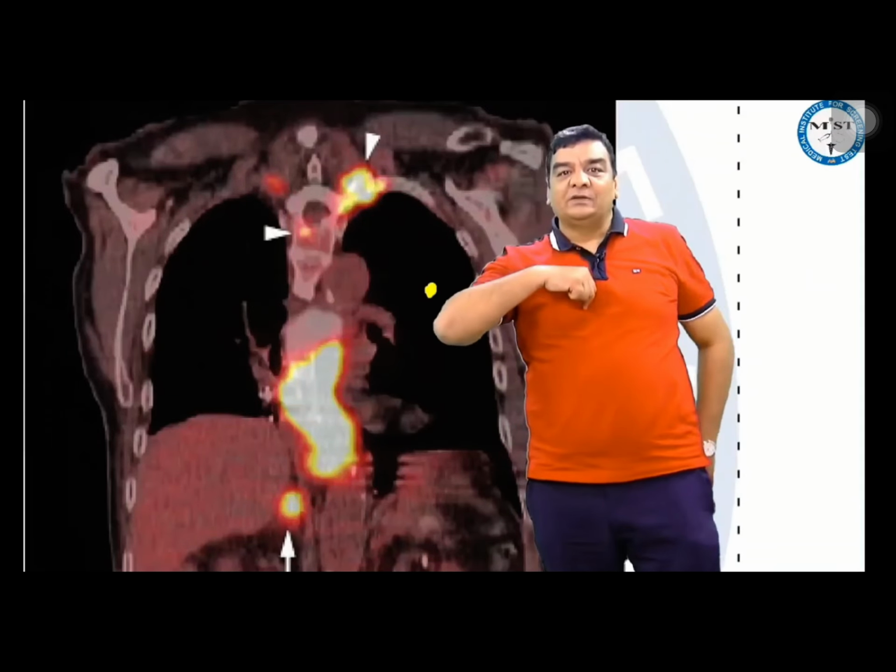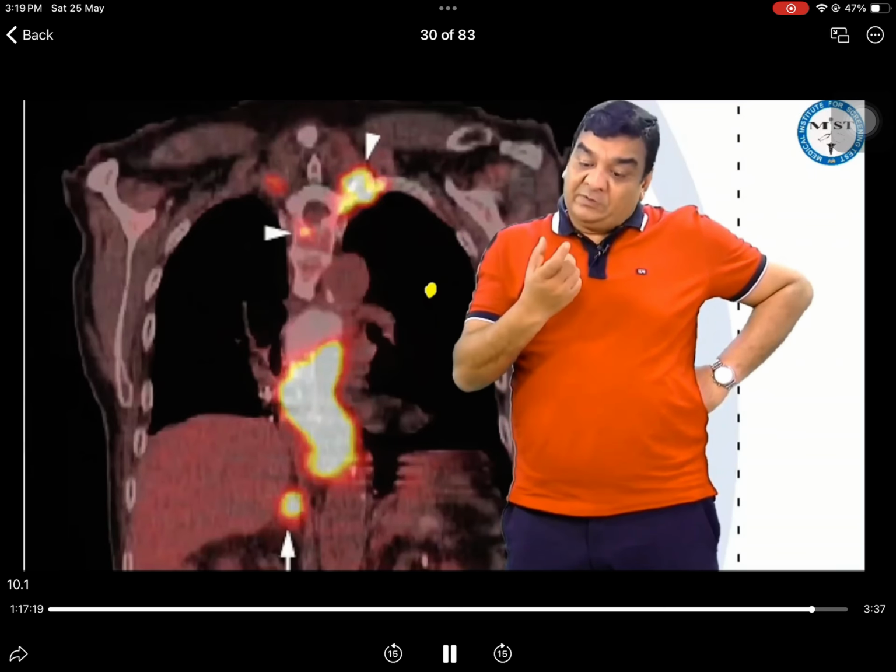To prove this as a cancer, we do upper GI endoscopy and take a biopsy. So the first investigation is barium swallow, but the investigation of choice would be upper GI endoscopy and biopsy. Biopsy shows cancer. Now to stage, we do a CECT, and for metastasis, PET scan.